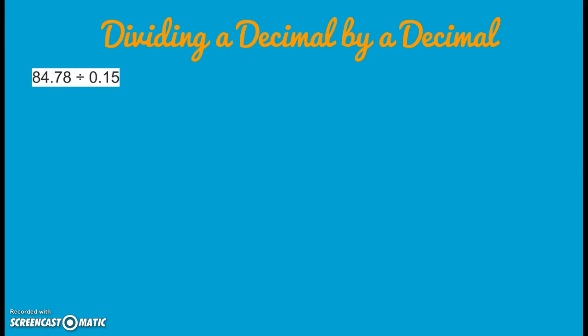So here's our second problem of the evening. We have 84 and 78 hundredths divided by 15 hundredths. Once again, we're going to set this up just like regular long division. My dividend is 84 and 78 hundredths. My divisor is 15 hundredths. So let's work this guy out.